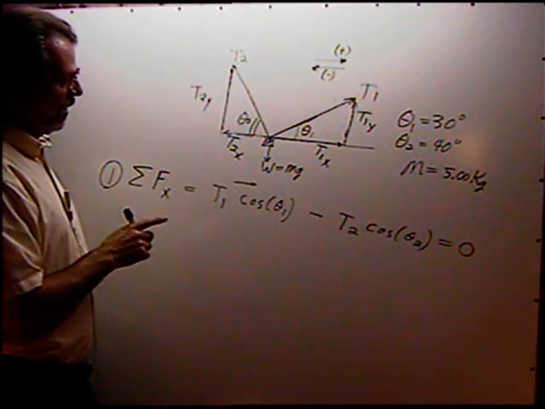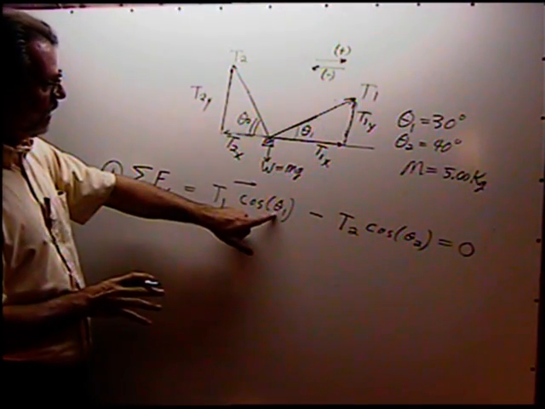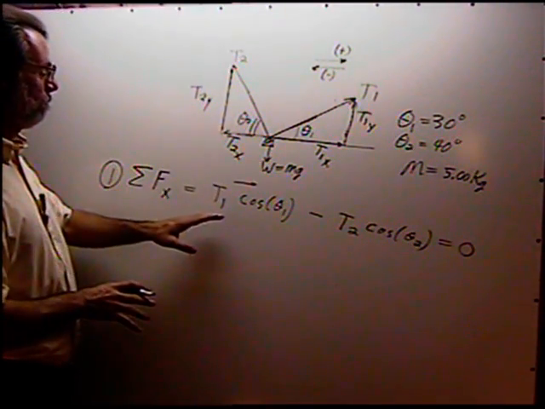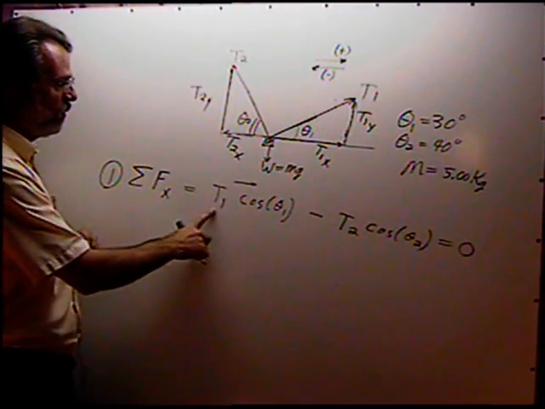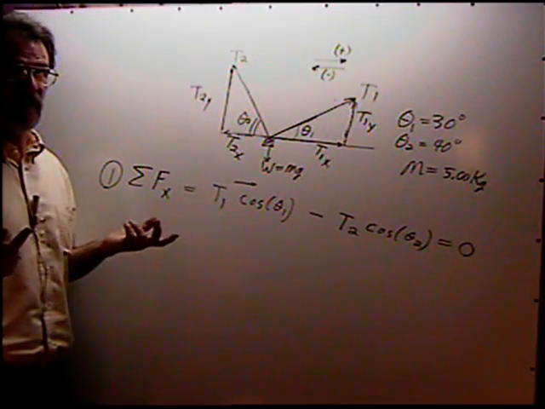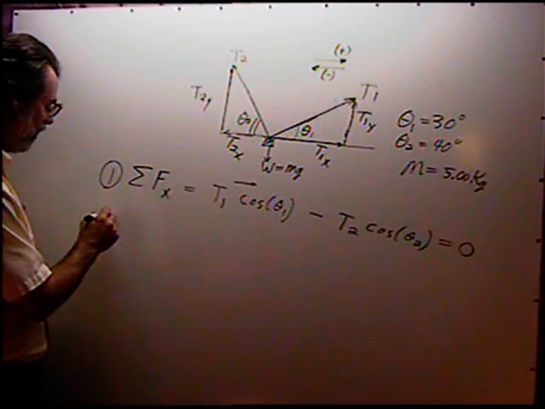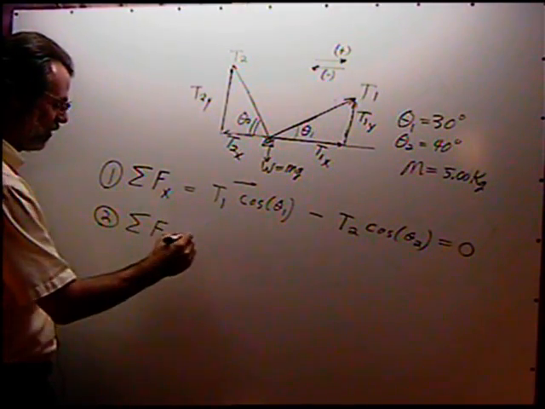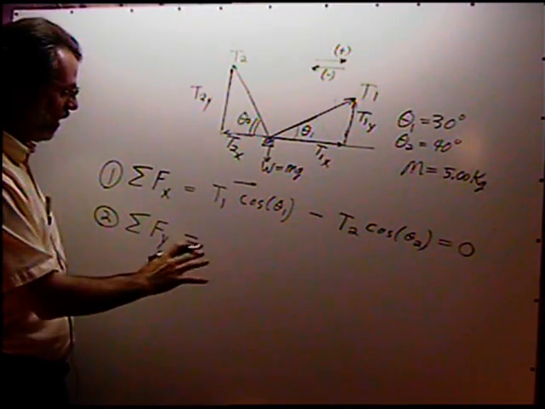Now notice, for right now we're just going to leave it in this form. We could certainly plug in theta 1 as 30 degrees and theta 2 as 40 degrees. But notice it's one equation, and there are two unknowns, T1 and T2. If you have one equation and two unknowns, can you solve for T1 and T2? No, we can't. But we have another equation, and that's that the sum of the forces in the y direction is also equal to 0. So let's look at the sum of the forces in the y direction.